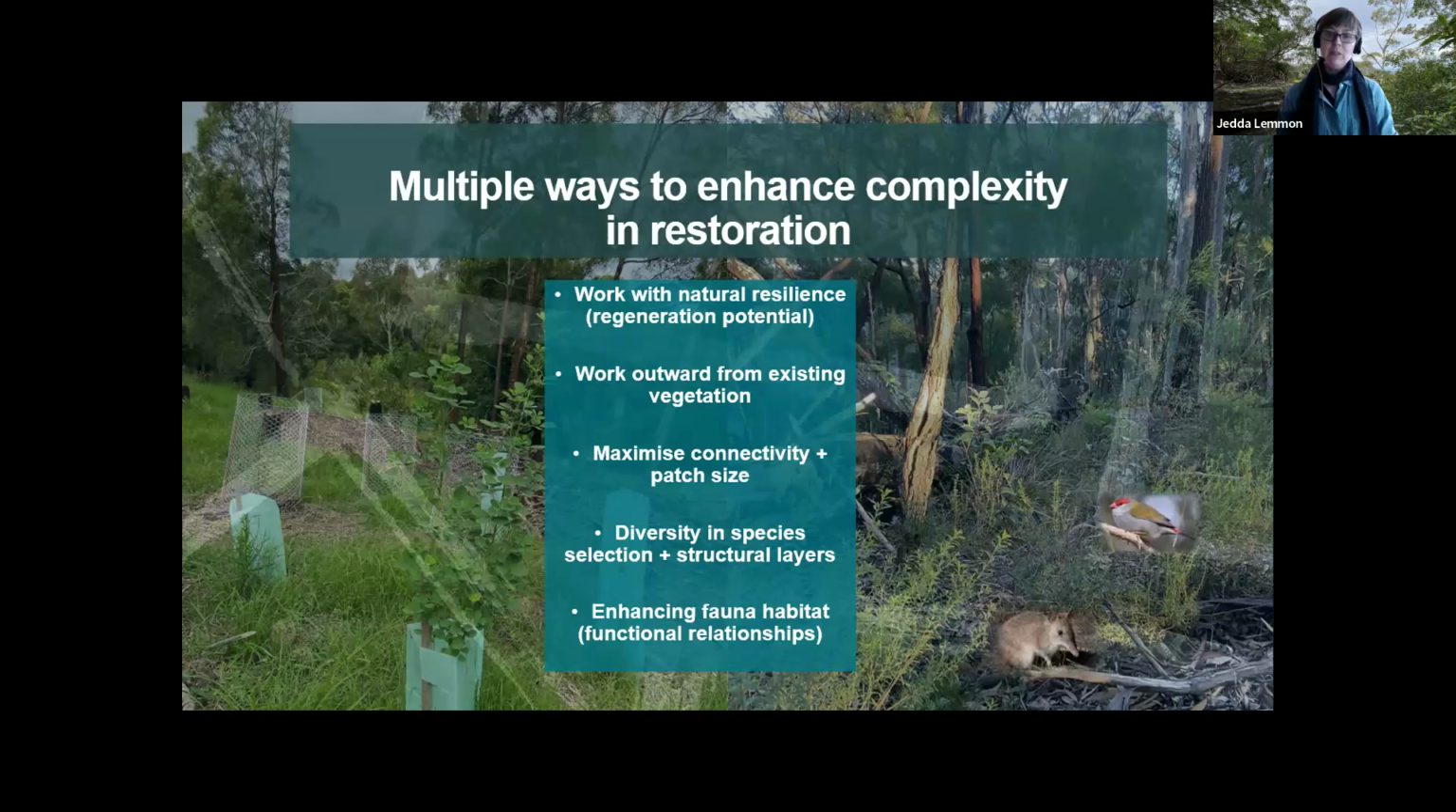Working with and building diversity in species selection and all the structural layers that comprise our ecosystems, and also doing what we can to enhance those relationships with fauna, because bringing fauna back into the landscape as early as we can also helps the plants in terms of seed dispersal and pollination services. And it's a two-way relationship, so building those relationships as soon as we can is really important.